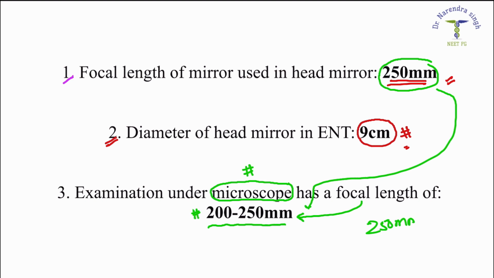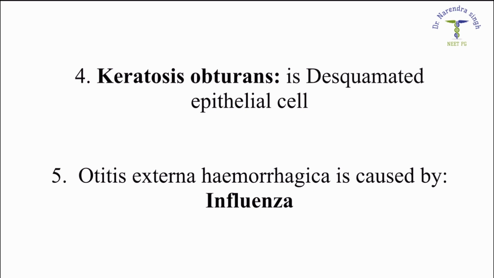Going to question number 4, which says: what is keratosis obturans? Keratosis obturans is nothing but desquamated epithelial cells of the external auditory canal.